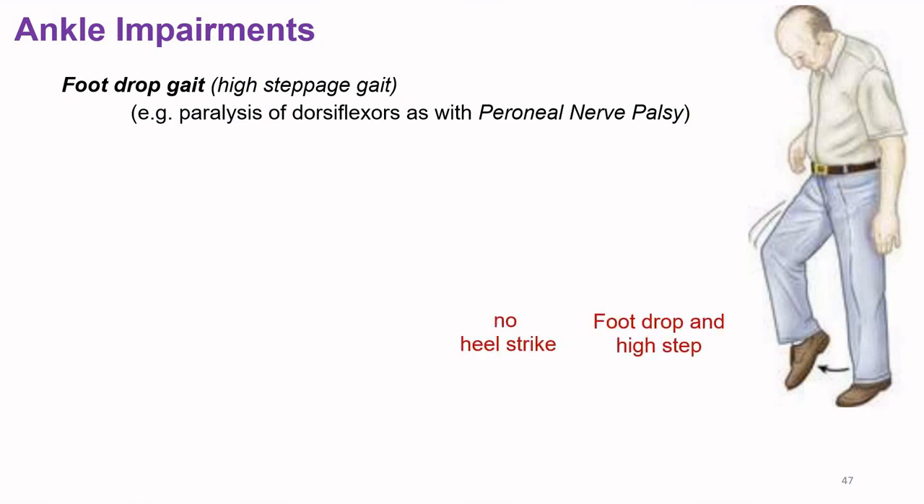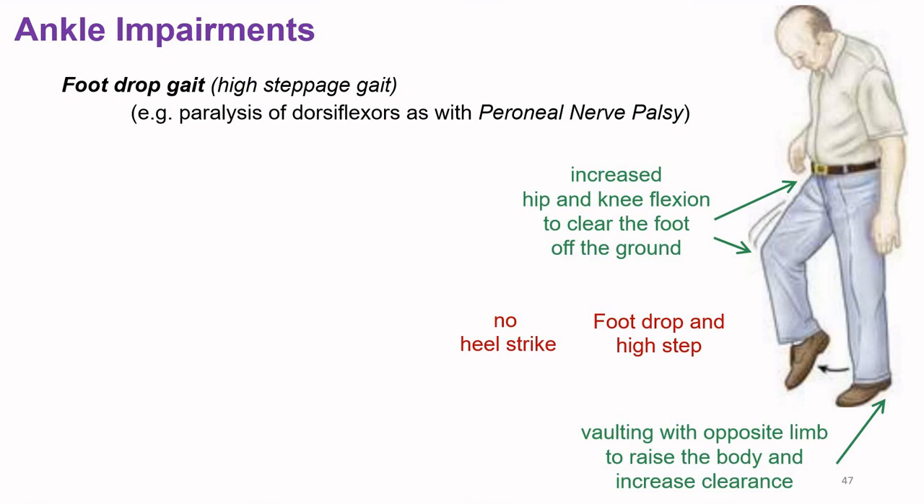In a foot drop gait, we unsurprisingly see a foot drop and an associated high step. We also unsurprisingly see no heel strikes. In terms of compensations, we observe increased hip and knee flexion to aid in lifting the swing limb up away from the ground. This elevating or stepping-like motion of the swing limb is combined with a vaulting of the opposite limb. This vaulting further raises up the body and increases clearance.